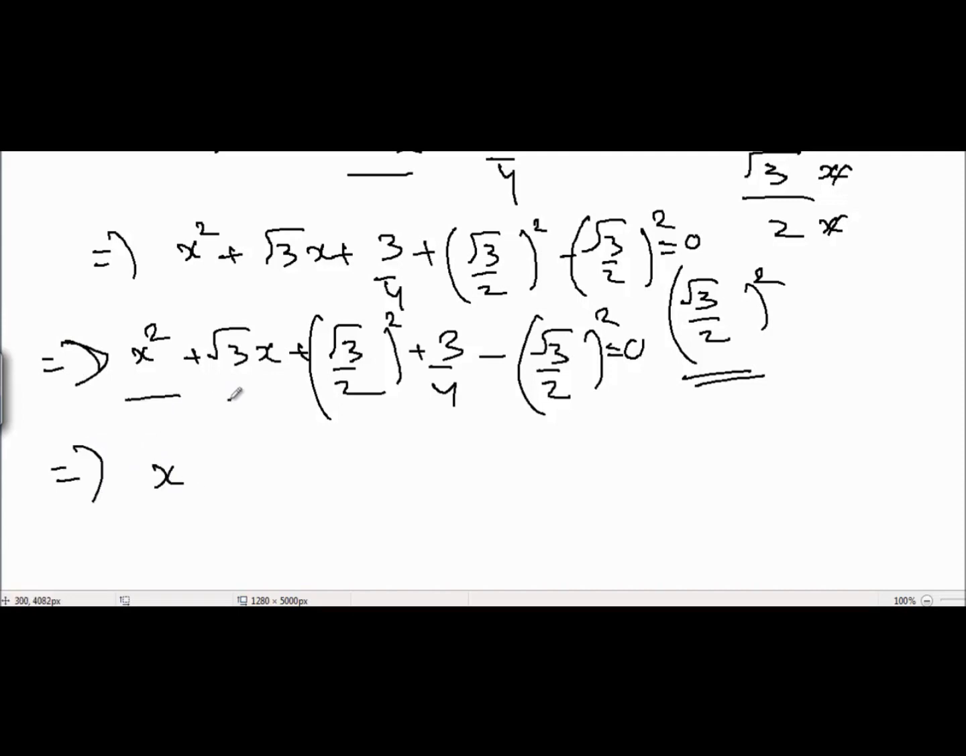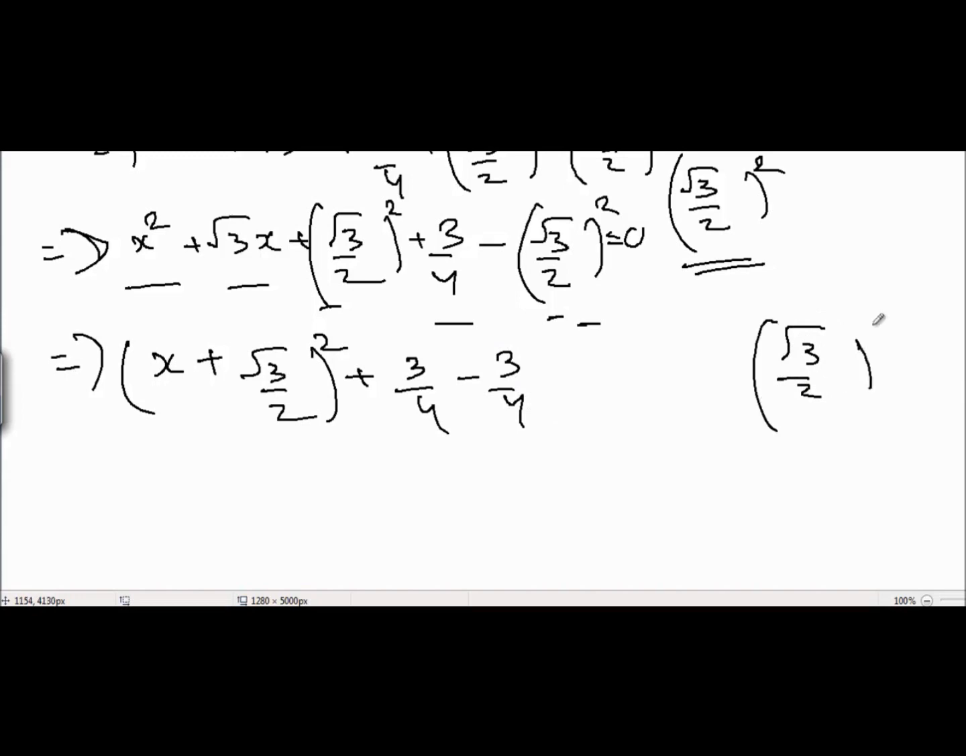I get the first three terms are equal to x plus under root 3 divided by 2 whole square, and these two terms are 3 divided by 4, and this is also equal to 3 divided by 4, because under root of 3 divided by 2 whole square is equal to 3 divided by 4 equal to 0 here. So I get x plus under root 3 divided by 2 whole square equal to 0.